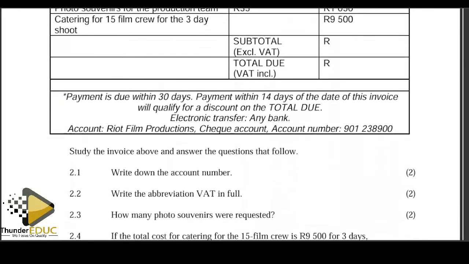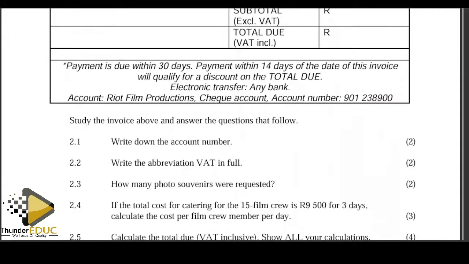All right, here we are. Write down the account number. The account number here was somewhere here. So we shall say the account number is 901 238 900. Wonderful.